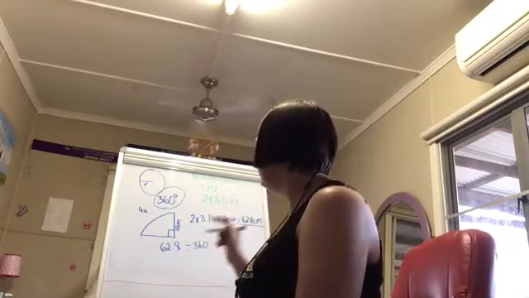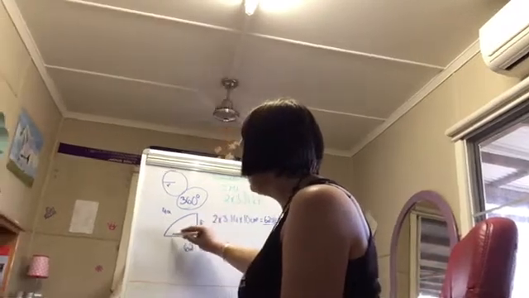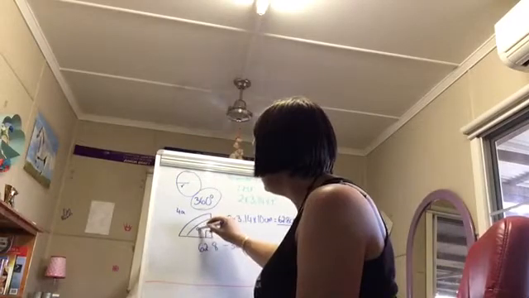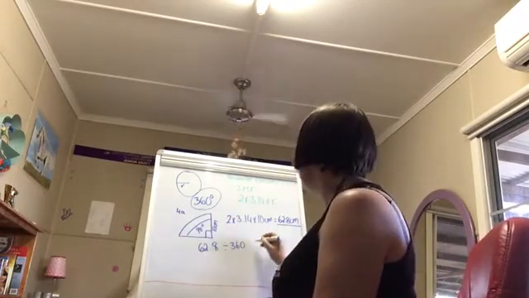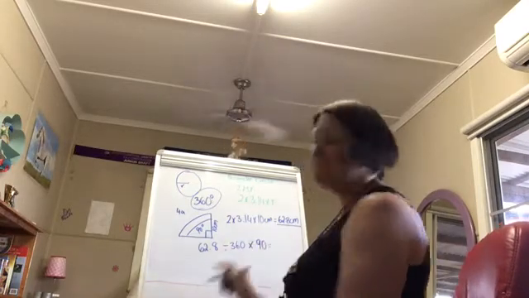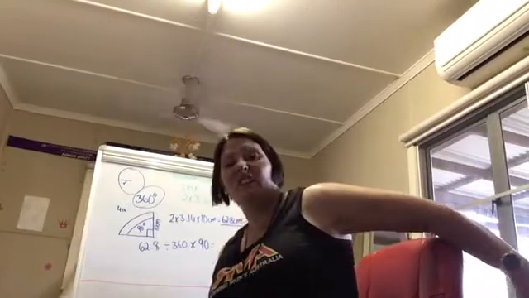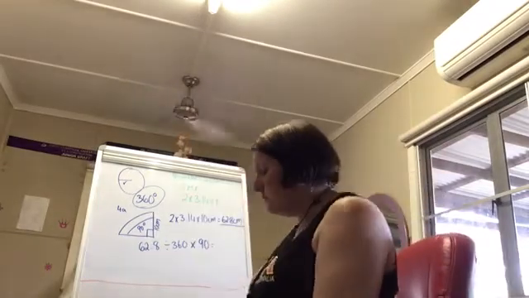Then I have to multiply that by the amount that I want, and the amount that I want is 90 degrees. So 62.8 divided by 360, times 90. I'll definitely need my calculator for that. So this is how I would do it.